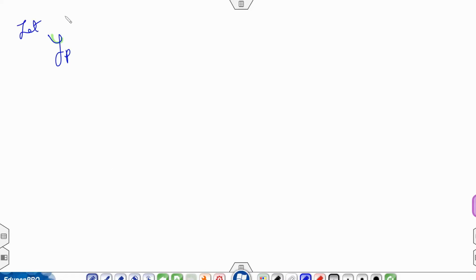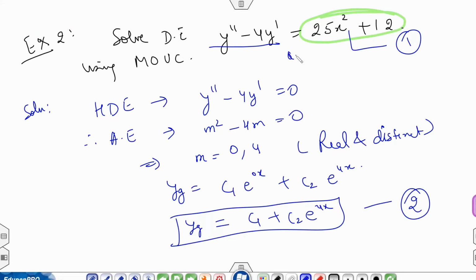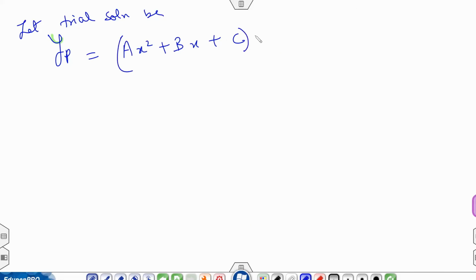So let the trial solution be yp is equal to ax square plus bx plus c. Right, now here you can see that your q is equal to 0. So what I have told you, you need to multiply this with a value x. You need to multiply this particular solution by x. So this will be your trial solution. Now the next task is you need to find out yp dash, yp double dash. After finding this out, you need to put all the values in equation number 1.